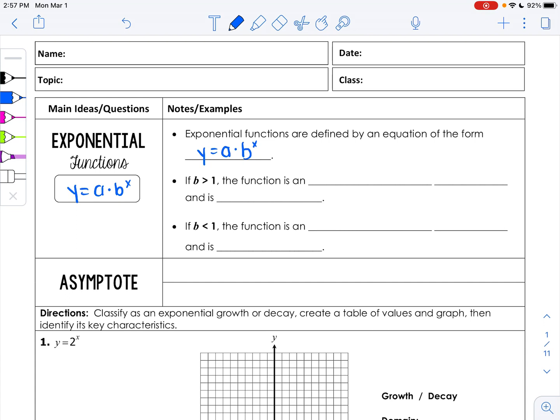With exponential functions, if your b value is greater than 1, the function is an exponential growth function. And we also say it is increasing. If that b value is less than 1, it's an exponential decay function, or a function that is decreasing.